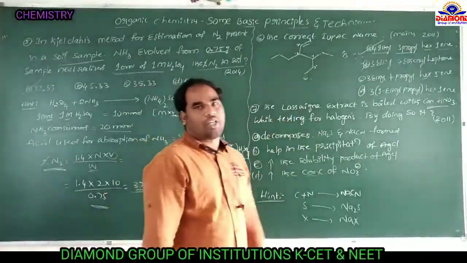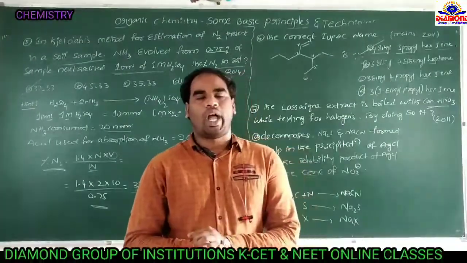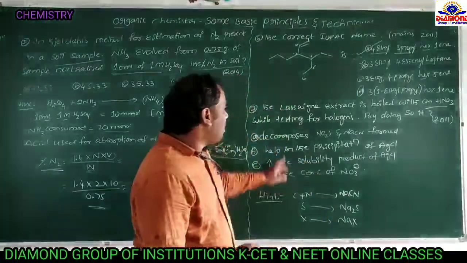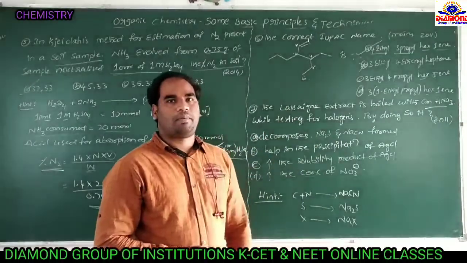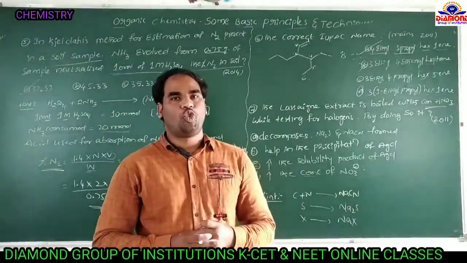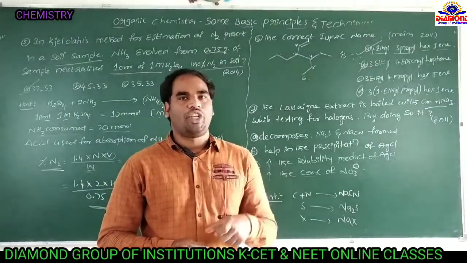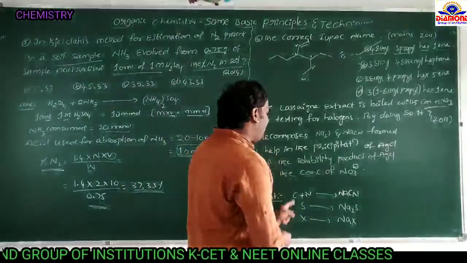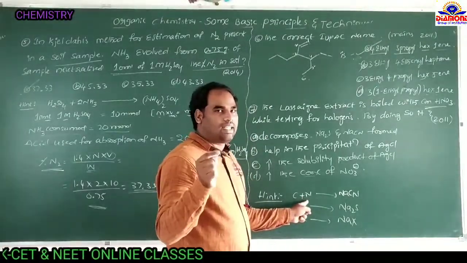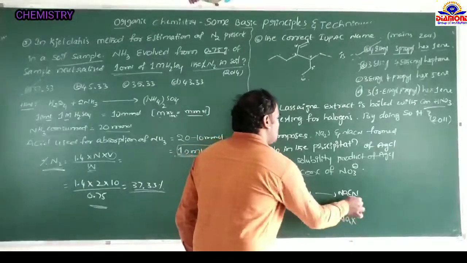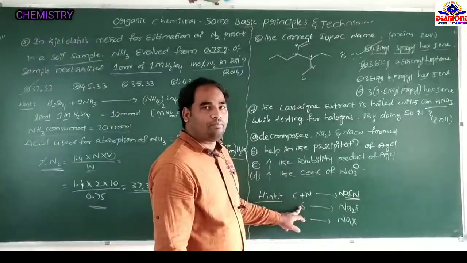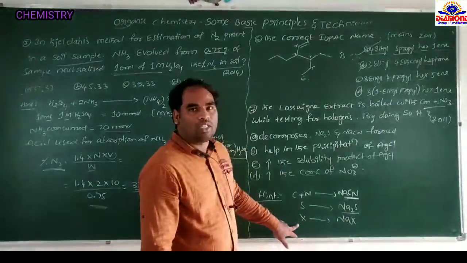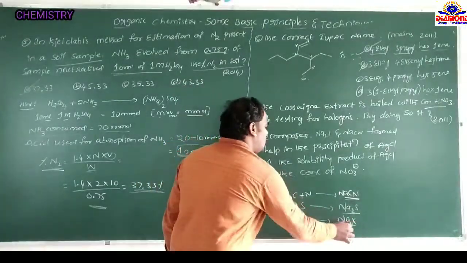So, Lassaigne extraction is used for identification of nitrogen, sulfur, and halogens. In this Lassaigne extraction process, first the organic compound is fused with dry sodium metal and boiled in a fusion tube, and we prepare the sodium extract first. In that sodium extract, if nitrogen is present in the organic compound, it is converted into sodium cyanide. If sulfur is present, it is converted into sodium sulfide. And if halogens are present, they are converted into sodium halide.